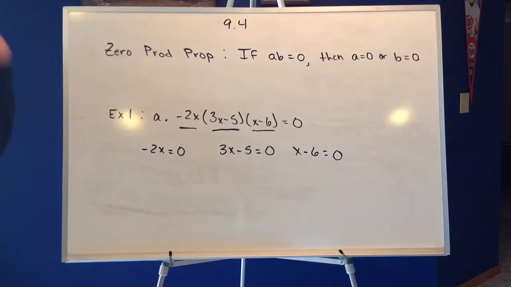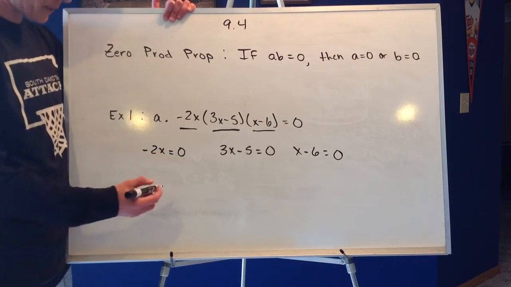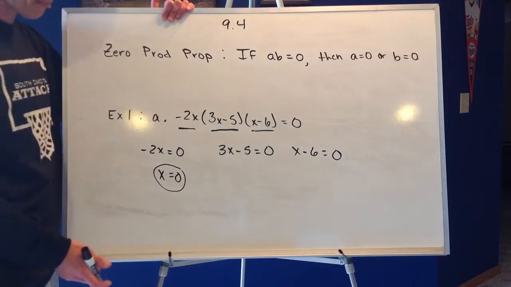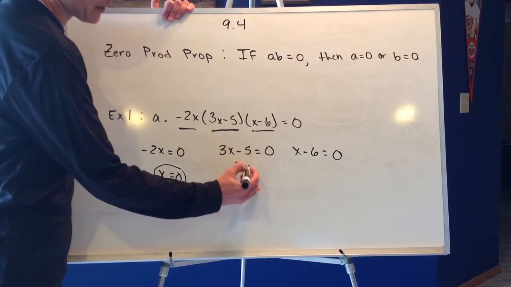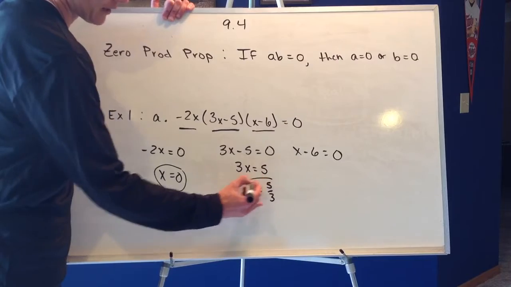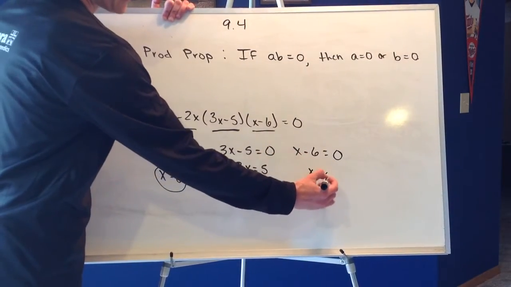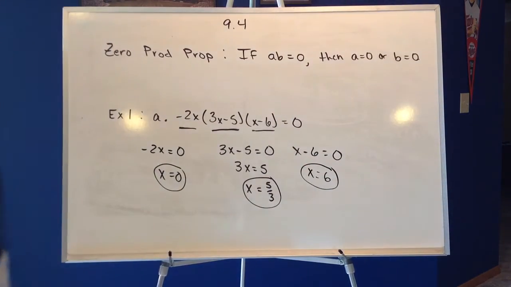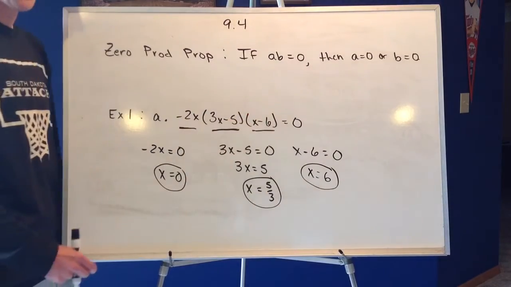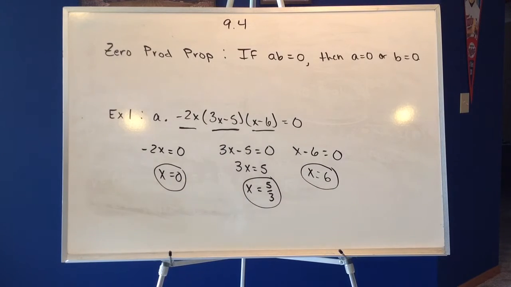You're just going to set each of the factors that you end up with after you factor equal to 0. On this one, if I solve, I would divide by -2, which would give me 0. That's one possible answer. On this one, I would add 5, and I would divide by 3. That gives me a second answer. Last one, I would add 6, and that gives me a possible answer. So this problem, because it had 3 different pieces when it was factored, has 3 different possible answers, and you need to have all 3.